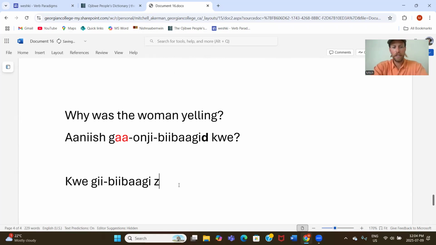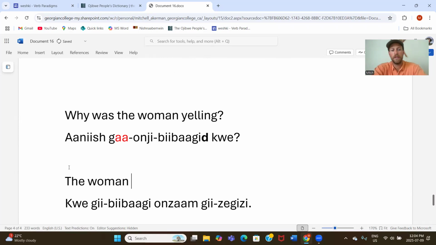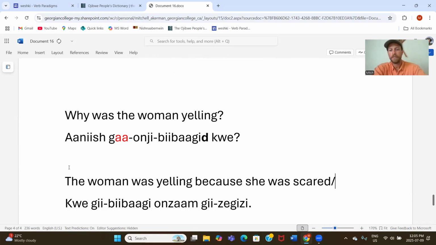Bibage, zam, zegze. Okay, the woman was yelling because she was scared. Okay, A form, que gibi bage, A form, she was yelling, and zam, giz exit, because she was scared.